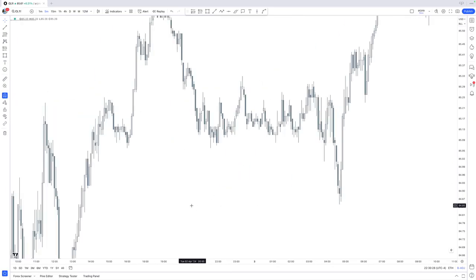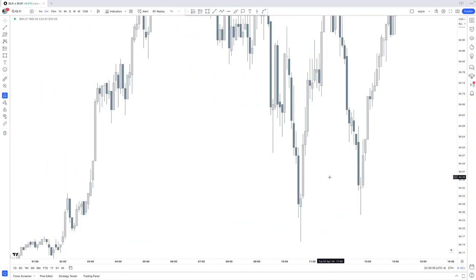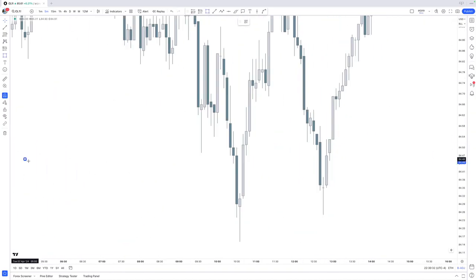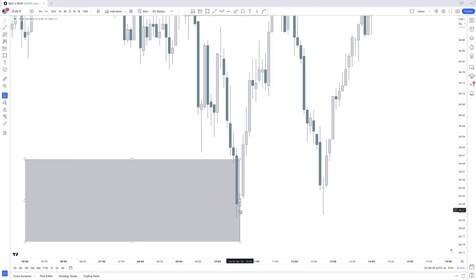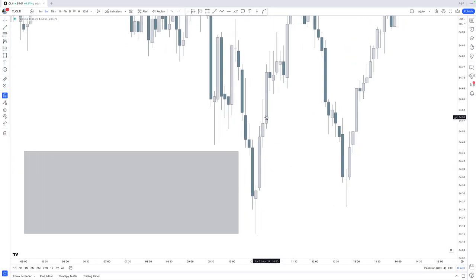Now, if we take a look at this example as well right here, we had a discount rate towards the left, which was a 4-hour fair value gap. Once we came into that, we have momentum going into that. Perfect, exactly what you want to see. Then we have fair value gaps going out of it right here as well. That is also exactly what we want to see.